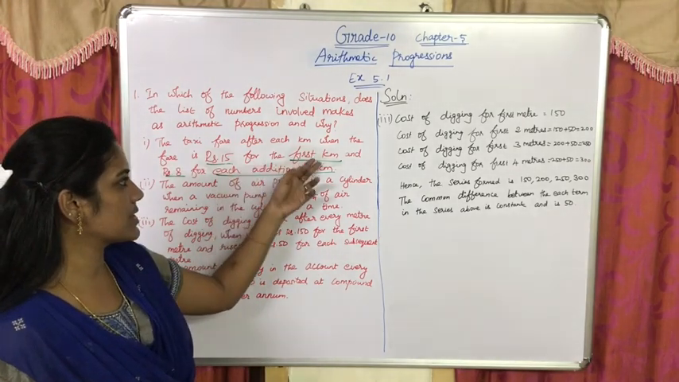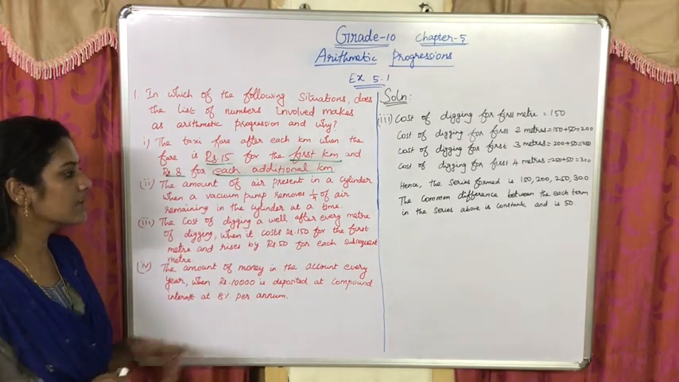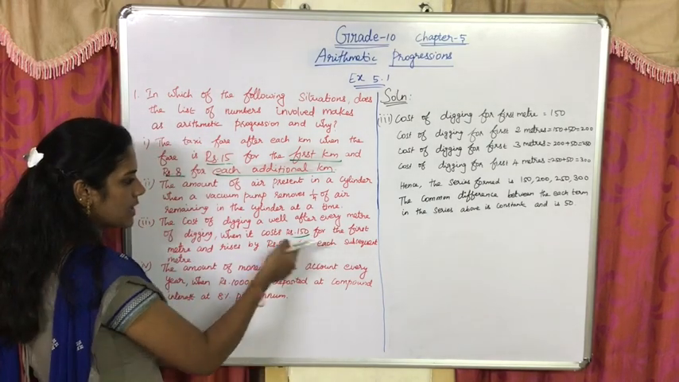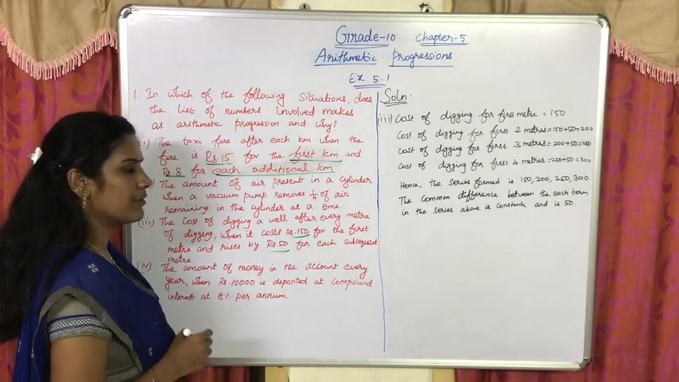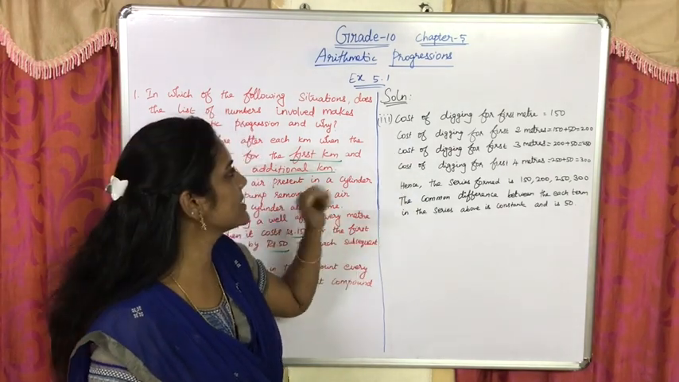So same as the first question. For the first kilometer it is 15 rupees. Each additional kilometer it is 8 rupees. In the same way, for the first meter I need to pay 150 rupees, and for each subsequent meter I need to pay 50 rupees. So in the same way we are going to find the solution for the third subdivision.